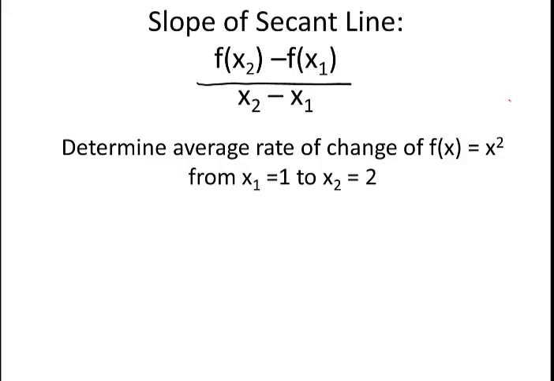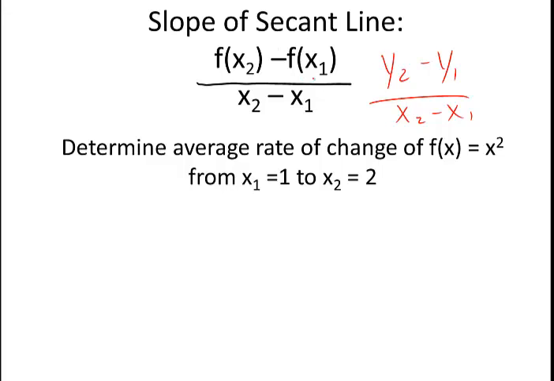Now there's also an algebraic formula to find the slope of the secant line, which just says f of x2 minus f of x1 over x2 minus x1, which should look very familiar to us. It's a lot like our slope formula, y2 minus y1 over x2 minus x1. To get these f of x2 and f of x1, we're simply evaluating the function at x2 and x1 respectively.